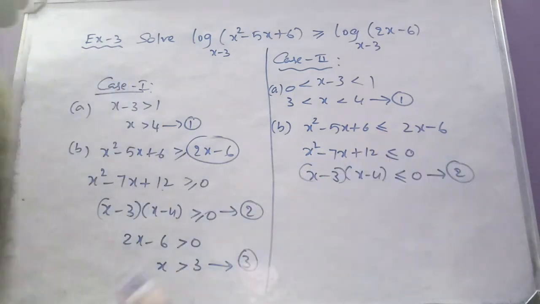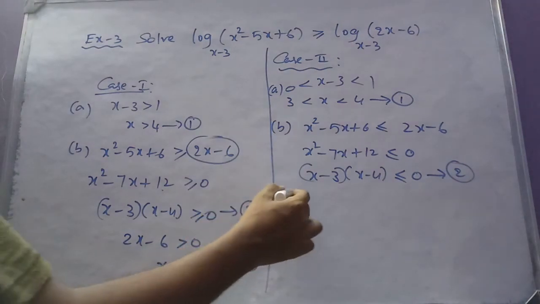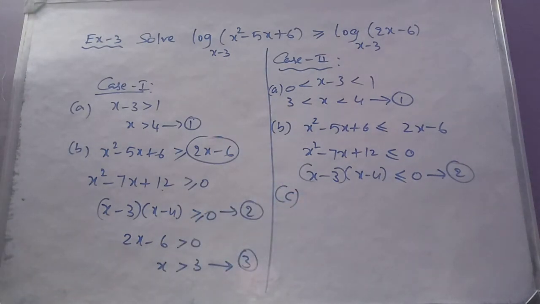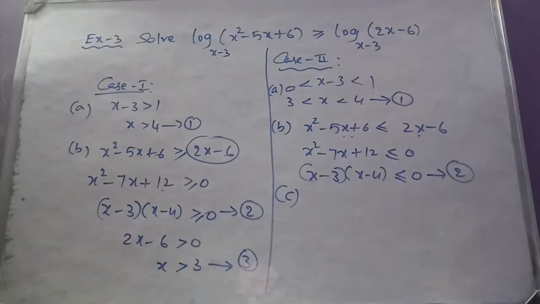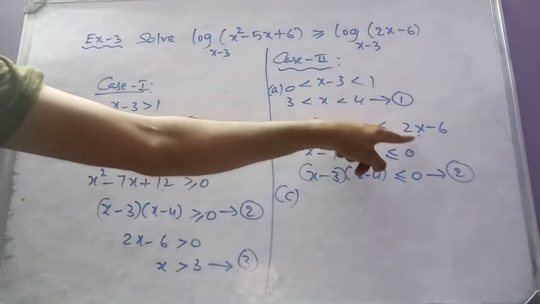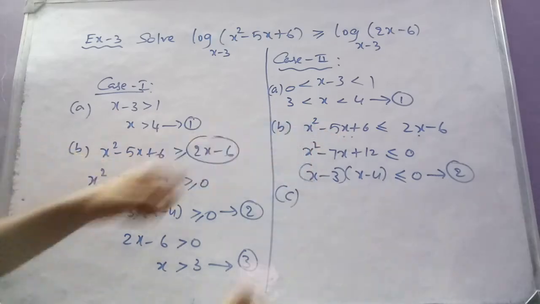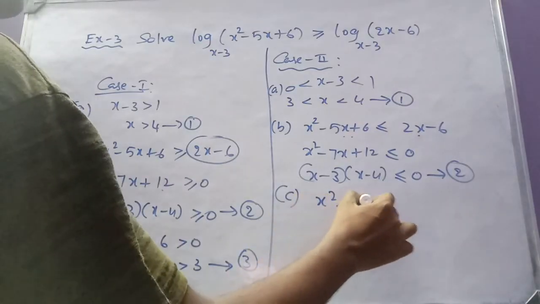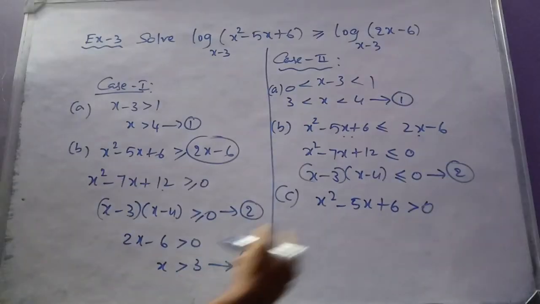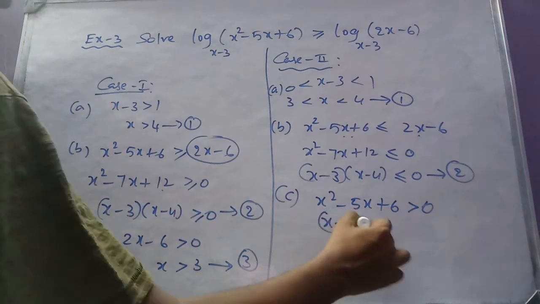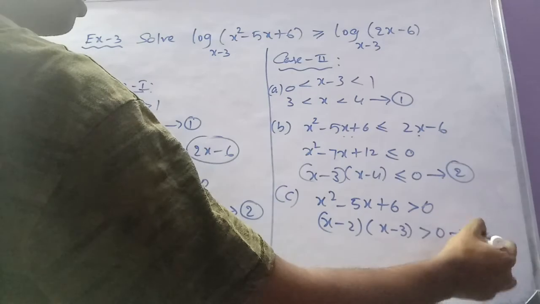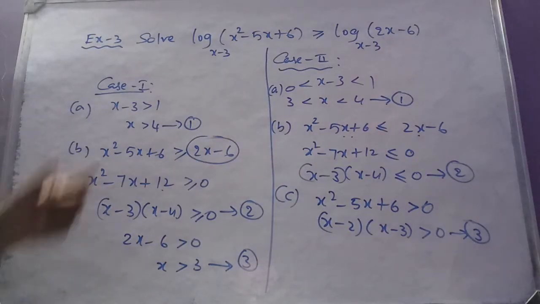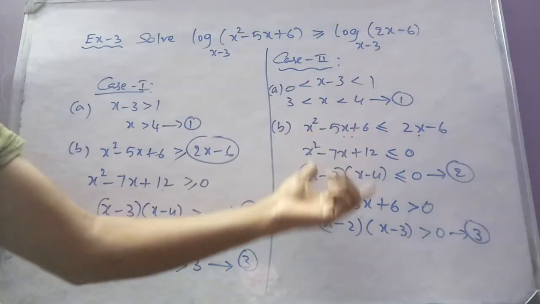And the third inequality says that the smaller one among these two must be positive. Clearly this is less than or equal to this one, so this must be positive. That means x² − 5x + 6 must be positive, and if you factorize it, you'll get (x − 2)(x − 3) > 0, the third inequality. So take the solution set of case 1 union the solution set of case 2.